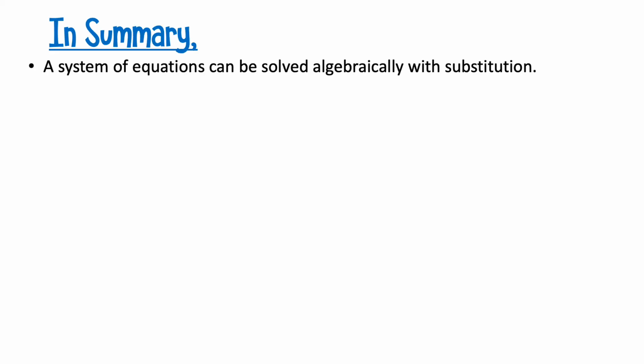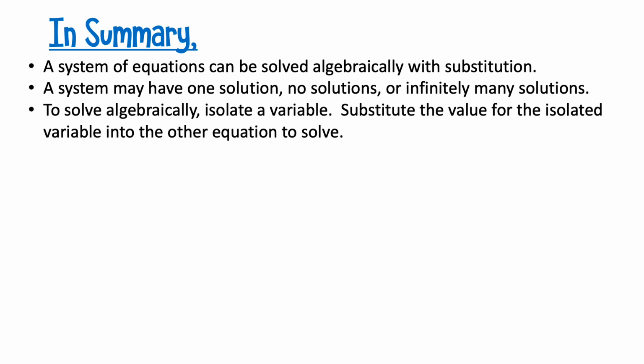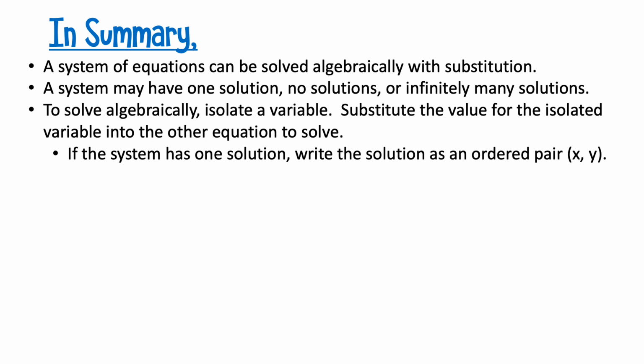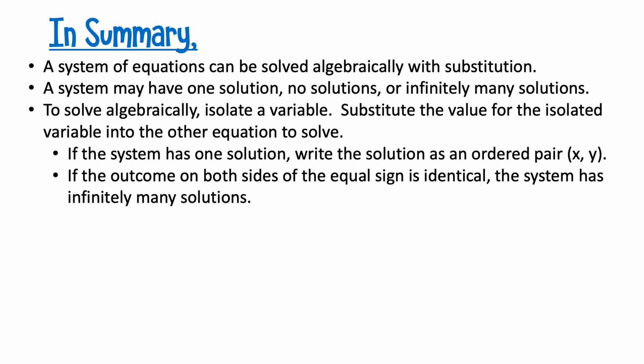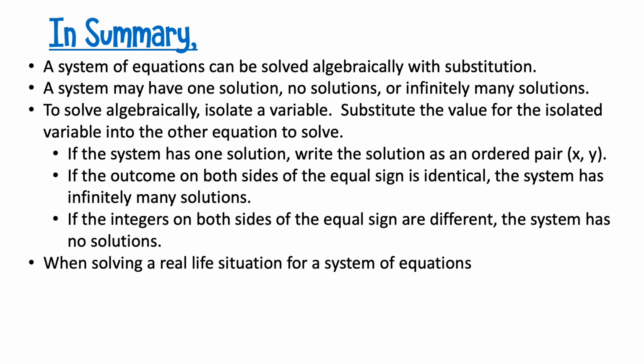In summary, a system of equations can be solved algebraically with substitution. A system may have one solution, no solutions, or infinitely many solutions. To solve algebraically, isolate a variable. Substitute the value for the isolated variable into the other equation to solve. If the system has one solution, write the solution as an ordered pair, x, y. If the outcome on both sides of the equal sign is identical, the system has infinitely many solutions. If the integers on both sides of the equal sign are different, the system has no solutions.